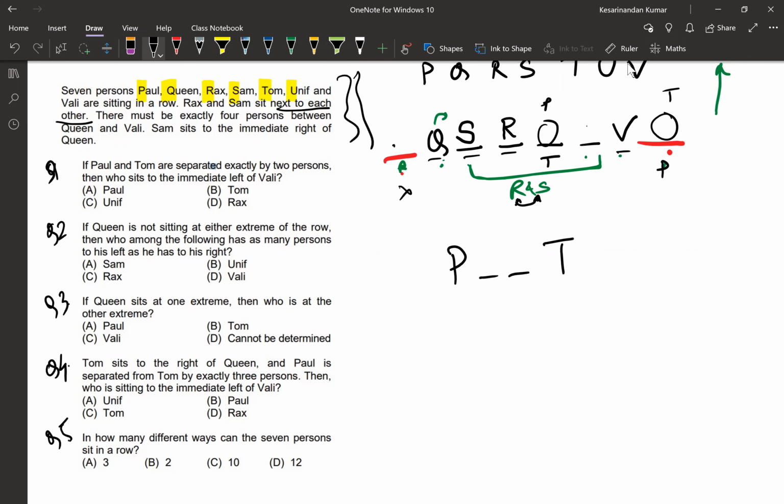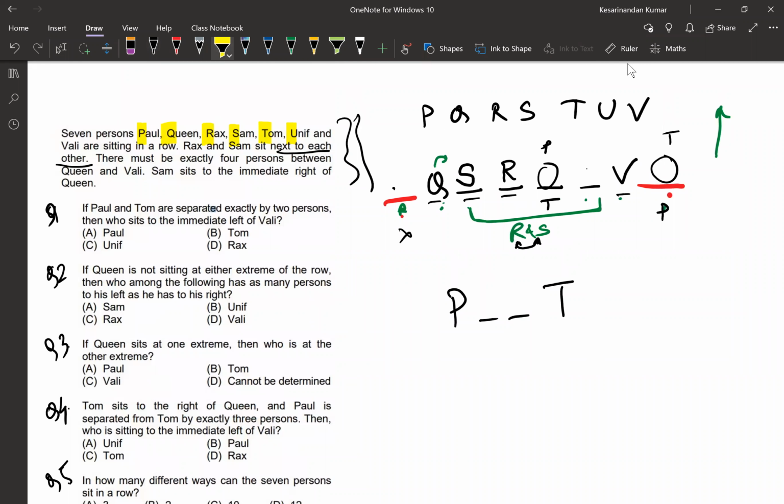Who sits to the immediate left of Wali? So let us strike out all those who have got their seat. Q has got the seat, S has got the seat, R has got a seat. For now, Tom and Paul have got the seat. V already has the seat. Which one is remaining, guys? U. So what would be the answer for this one? U. Yes, U, because only U's seat is remaining here. So U will be the one sitting here.